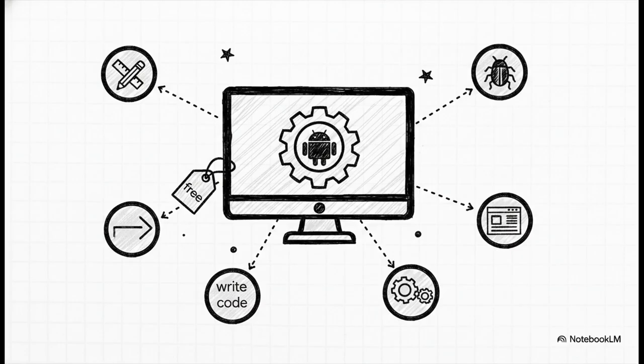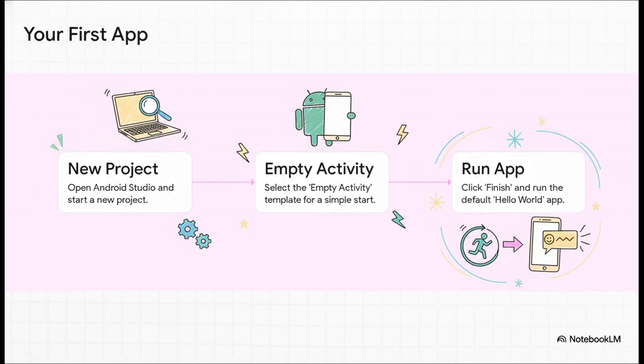It has literally everything you need to write your code, design how your app looks and feels, and even test it out. Seriously, creating your first app is a simple 3-step process. You open up Android Studio and start a new project. You select the empty activity template, which just gives you a nice clean slate. And then you just hit run. That's it. Android Studio handles all the hard work, and just like that, you've built your first app. Congratulations, you are officially an app developer.